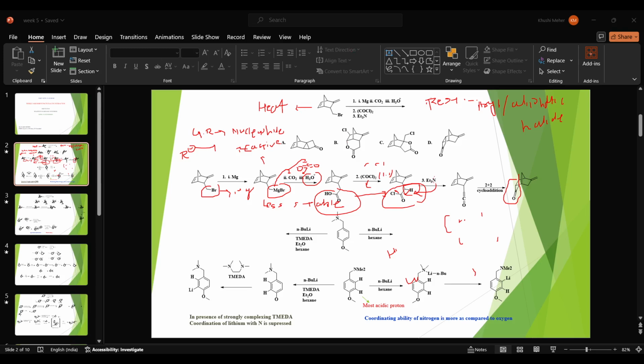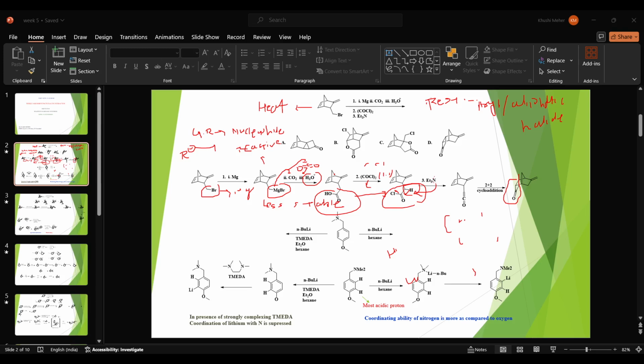From the first class that we discussed, you know what PCC is. The problem related to PCC is that it will oxidize our primary and secondary alcohol to their corresponding aldehyde and ketone, respectively, because from the primary alcohol you can convert to the corresponding aldehyde.